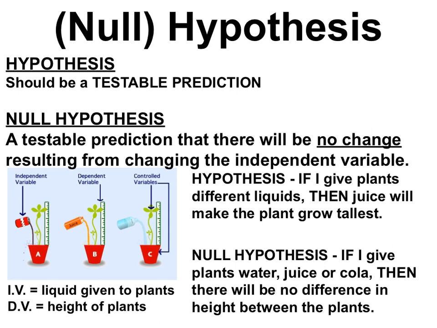That's not really testable. A null hypothesis is still like a hypothesis in that it's a testable prediction, but a null hypothesis predicts that there will be no change or no difference in the dependent variable from changing the independent variable. Null hypothesis is a lot simpler than you think. So in this example, if I give plants water, juice, or cola, then there will be no difference in the height of plants. That's the null hypothesis. Null hypothesis becomes more useful a little bit later.